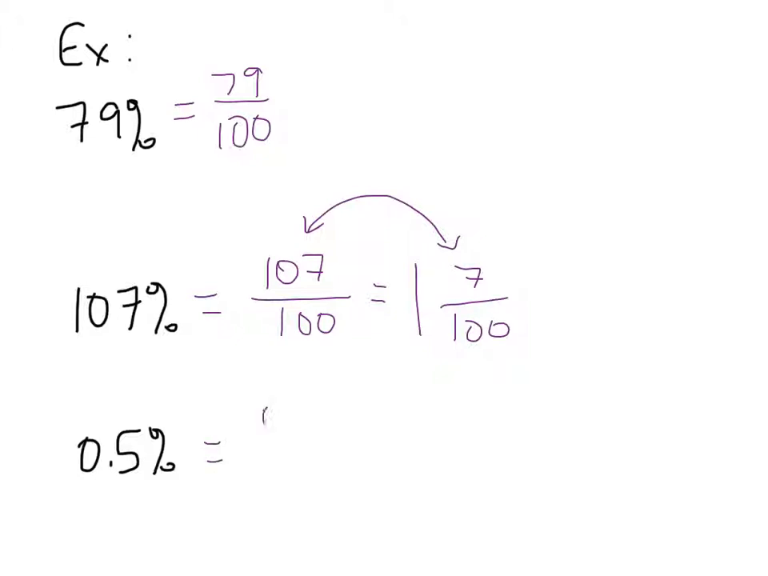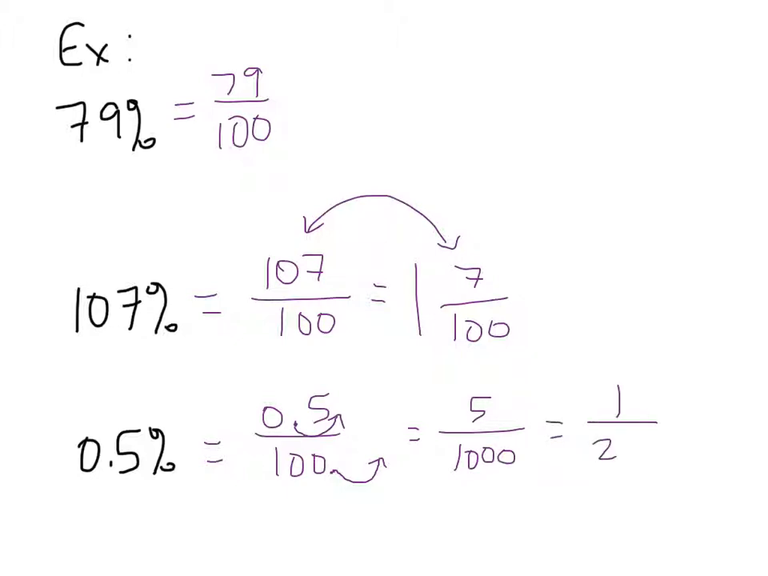Okay, if I have 0.5%, I put 0.5 over 100. Now, this is not correct because I don't want to leave a decimal in my fraction. So I'm going to take this decimal right here, and I'm going to move it all the way to the right. And I moved it how many places? Just one place. So I'm going to take this decimal after the 100 and move it one place to the right, and this equals 5 over, now 1,000. And I simplify that, and I get 1 over 200.